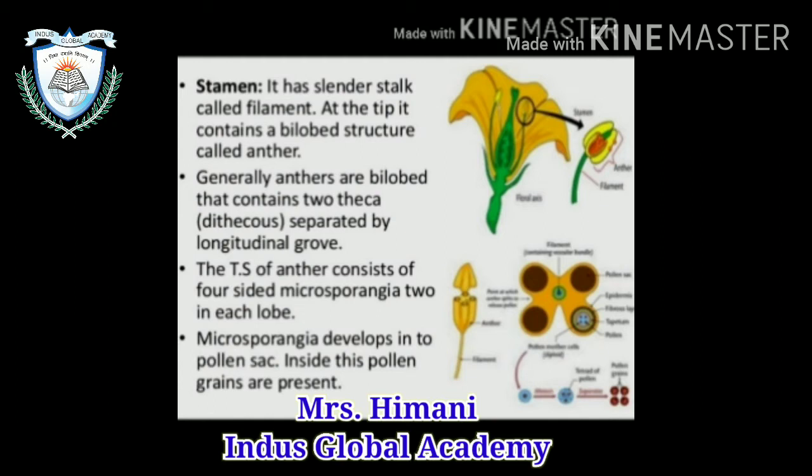Generally, anthers are bilobed and contain two thecae, that's why they are known as dithecous, separated by a longitudinal groove. The transverse section of the anther consists of four-sided microsporangia, two in each lobe. Microsporangia develop into the pollen sac. Inside, the pollen grains are present.